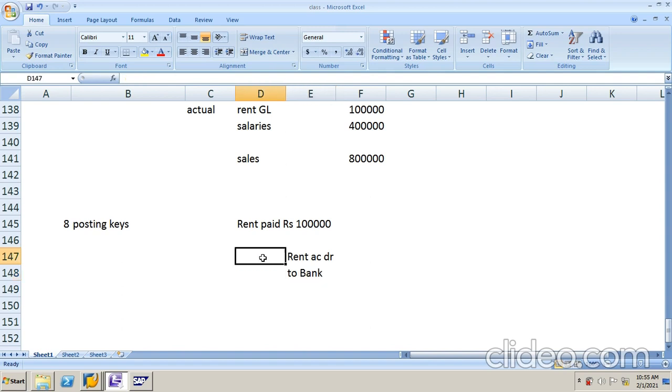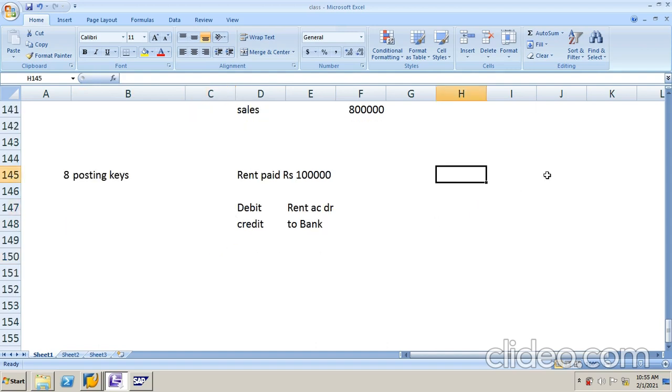Here everyone knows this is a debit and this one is a credit. In SAP we cannot see debit and credit; instead there are numbers. Those numbers are called posting keys. We have different posting keys. I will give a few examples. These are the most common: 40 and 50. Debit GL is 40, credit GL is 50.